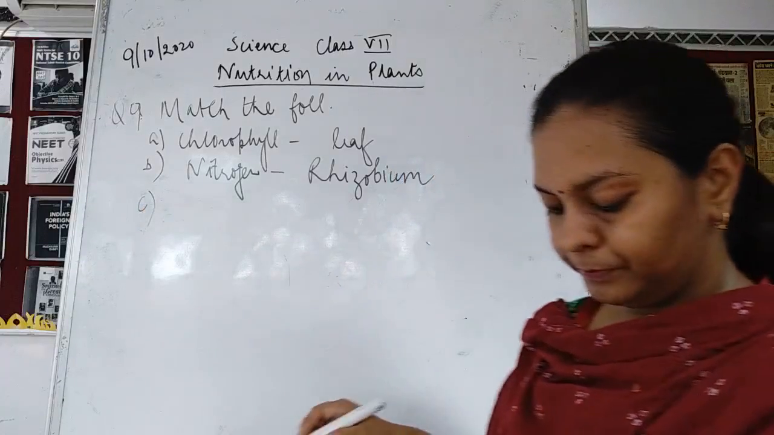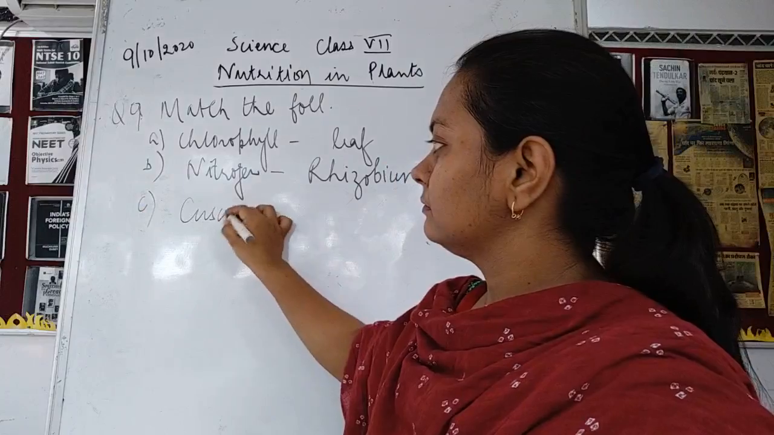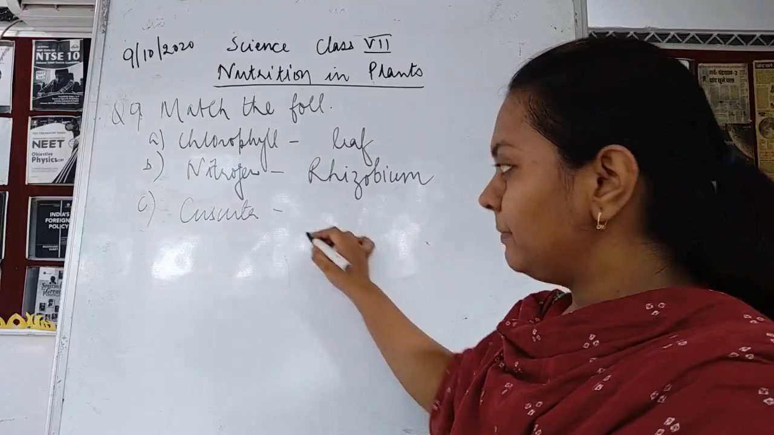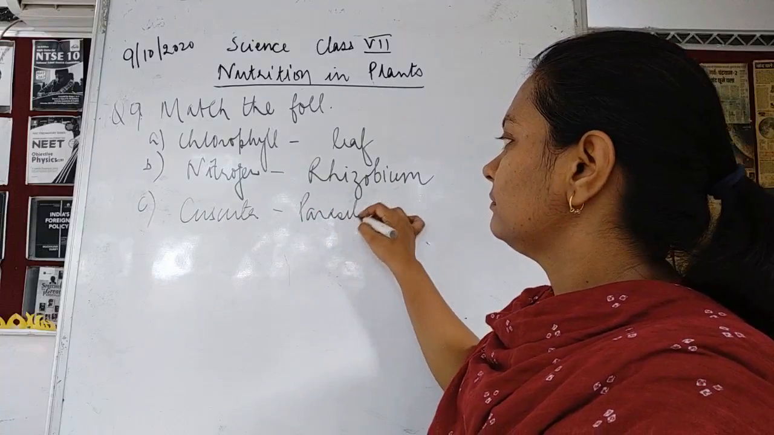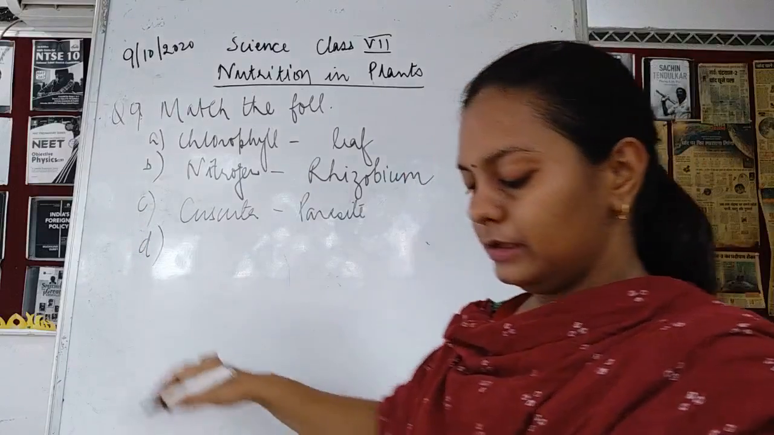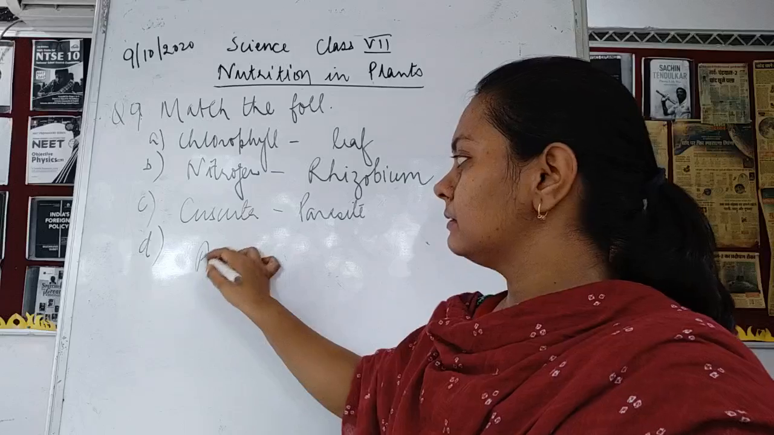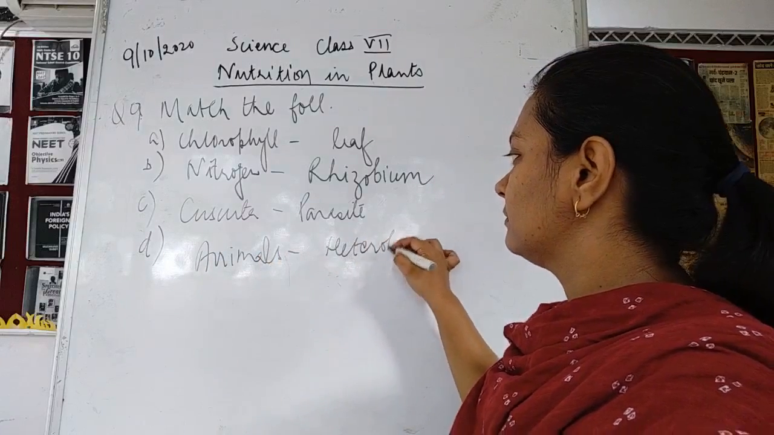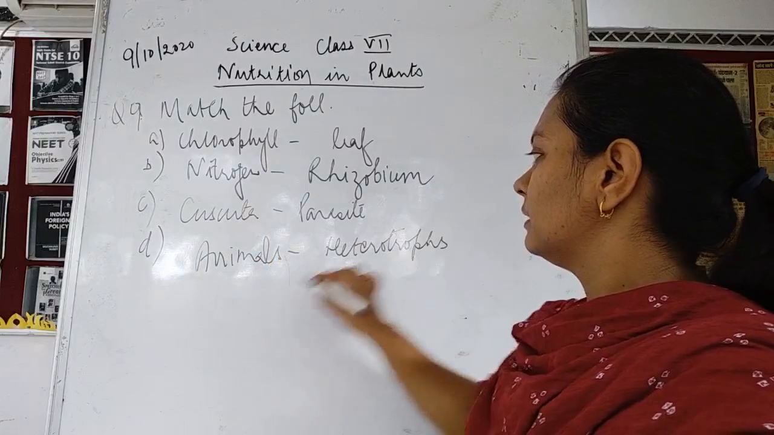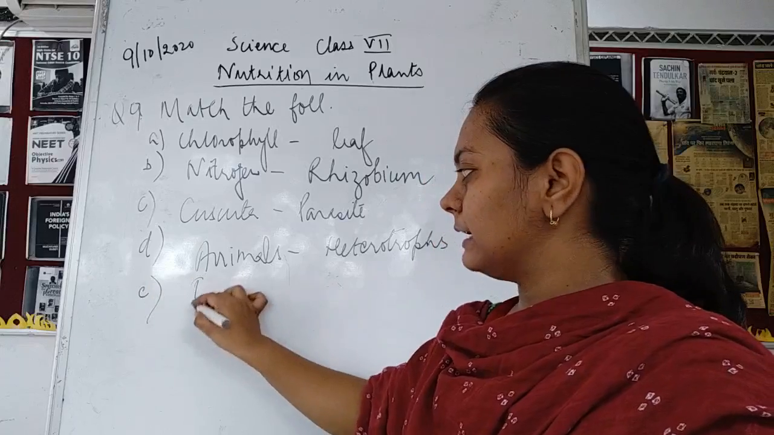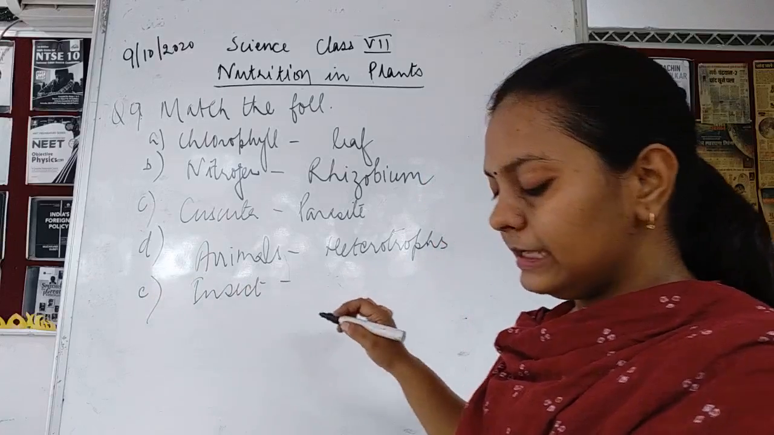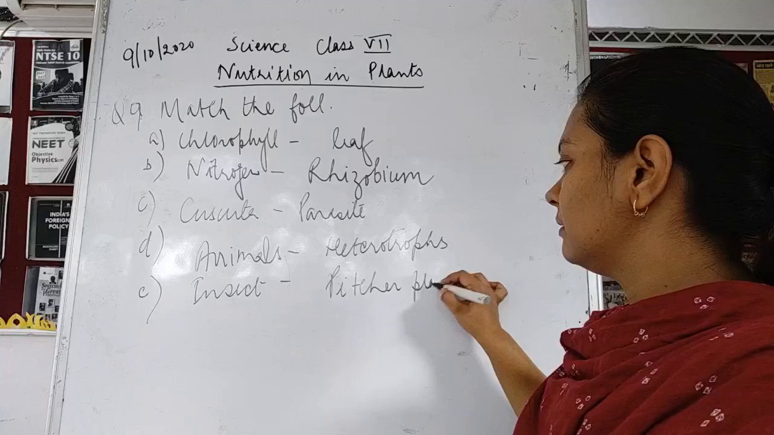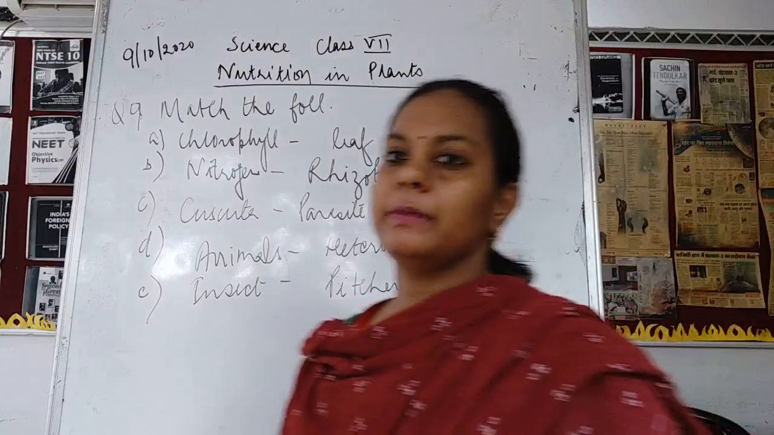Then third, Cuscuta. Cuscuta is one of the parasites. Then D is animals. Animals are heterotrophs. Then E, insect. Insect is eaten by pitcher plant. Okay, it is eaten by pitcher plant.